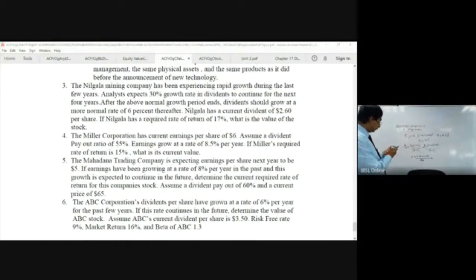6 into 0.55 into 1.085. Now that comes to 3.5805. That is divided by 0.065. That is 55.08. That is the answer. 55.08 would be the answer.